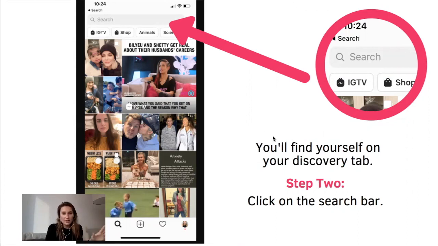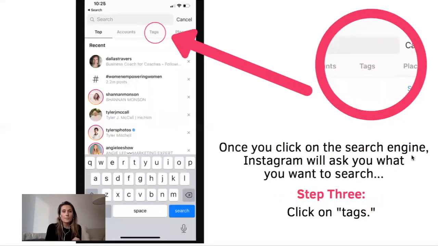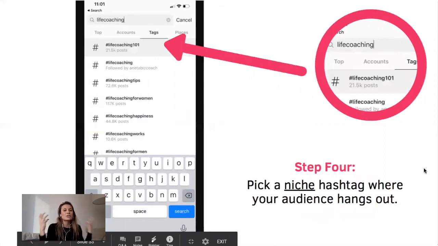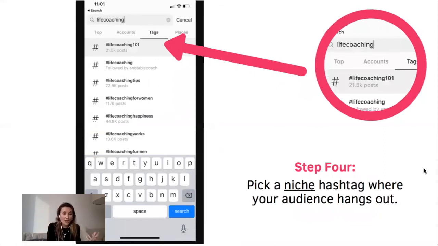You're gonna find yourself in your discovery tab. Step two is to click on the search bar at the top. Step three is to select tags, right? Once you click on that search engine, this is gonna appear to you, this top part where it says accounts, tags, places, like whatever you're searching, select tags. And step four is to choose a niche hashtag, okay?